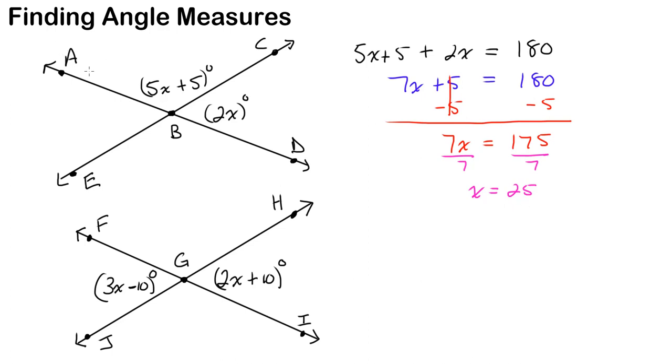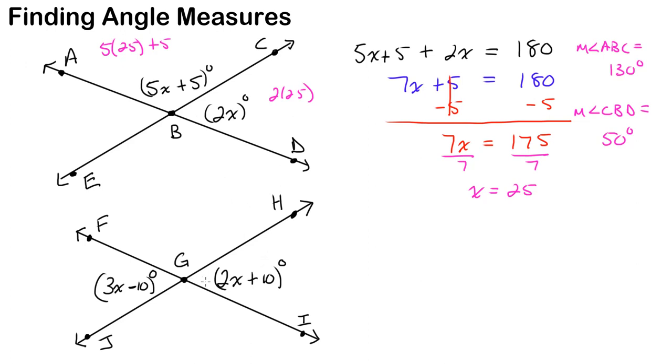So if ABC measures 5x plus 5, we have here 5 times 25 plus 5. Well, 5 times 25 is 125, and 125 plus 5 is 130. So we know that the measure of angle ABC is 130 degrees. And so how about CBD? Well, what's 2 times 25? That is 50 degrees. So the measure of angle CBD is equal to 50 degrees.